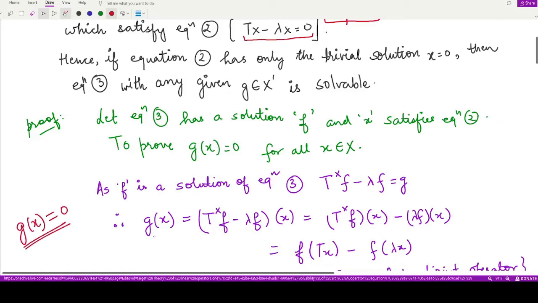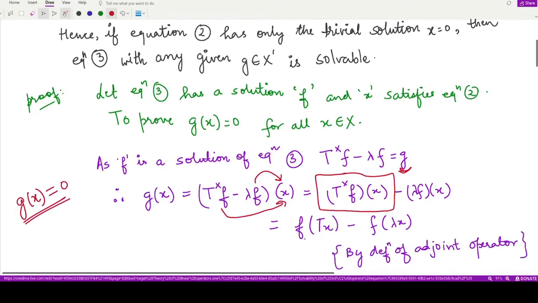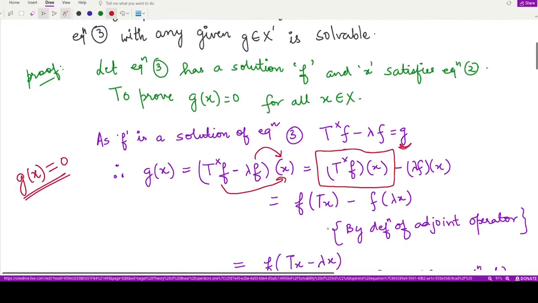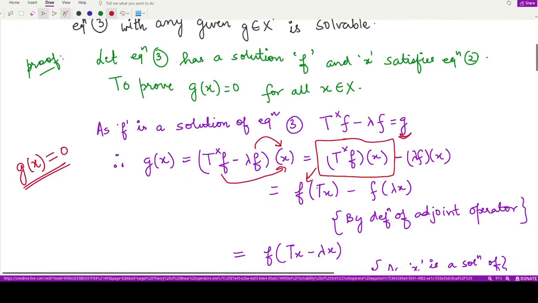So let's proceed. g of x is nothing but, from here we can substitute the value of g, that is T cross f minus lambda f. So we have T cross f minus lambda f times x. When you separate out the terms, you have T cross f of x minus lambda f of x, and then using the definition for the adjoint operator, T cross f is nothing but f of T of x, right? So we have this term according to the definition for the adjoint operator.